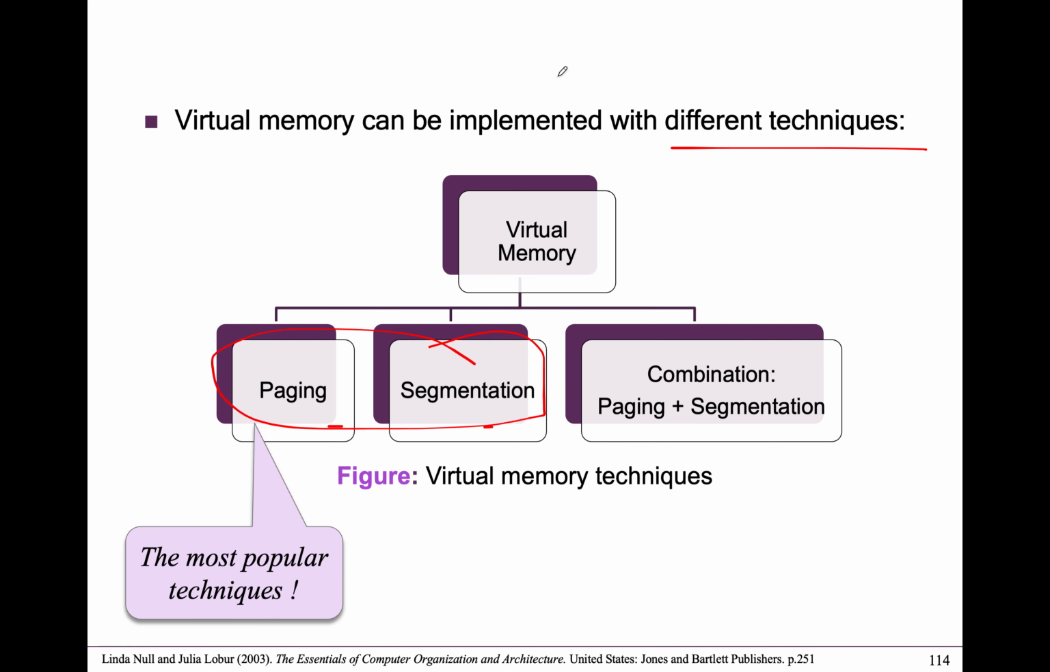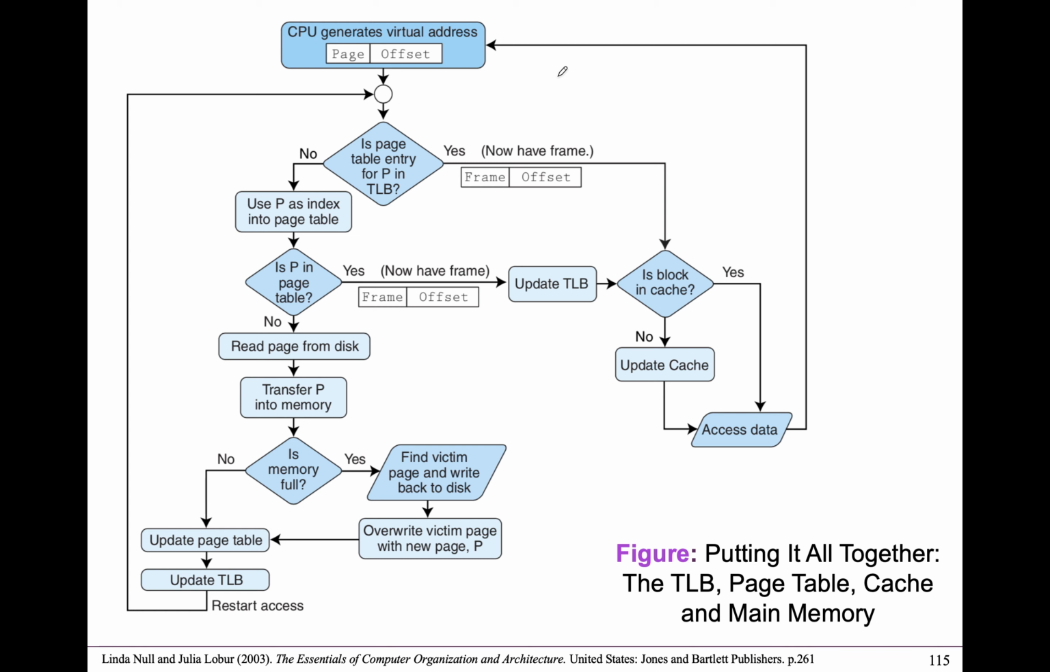So among these 3 techniques, the most popular technique is paging. Okay, here is the flow by putting it all together, which is the TLB, page table, cache, and main memory. So I don't think they are going to ask you to memorize all these details inside. It's very hard for you to remember and memorize. So maybe you can just go through and understand the flow.